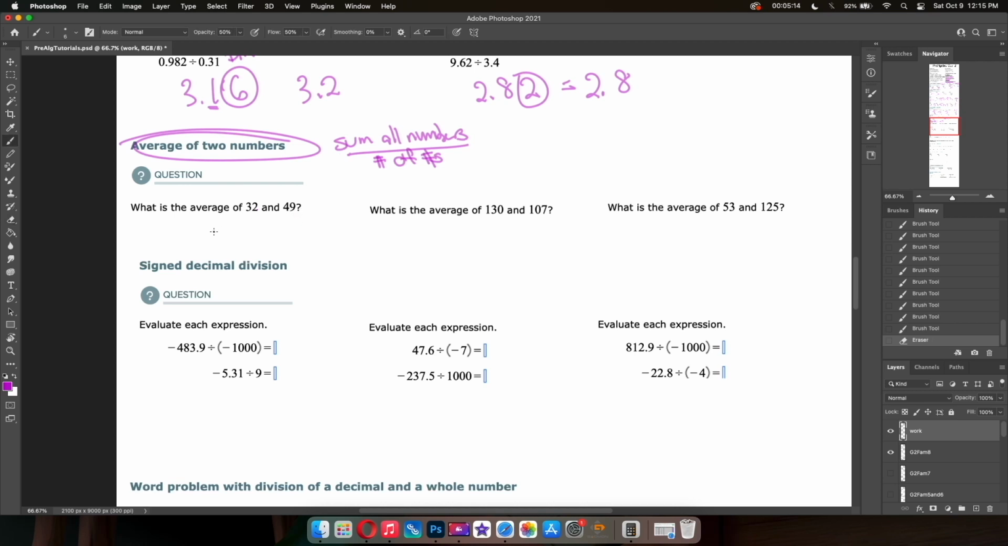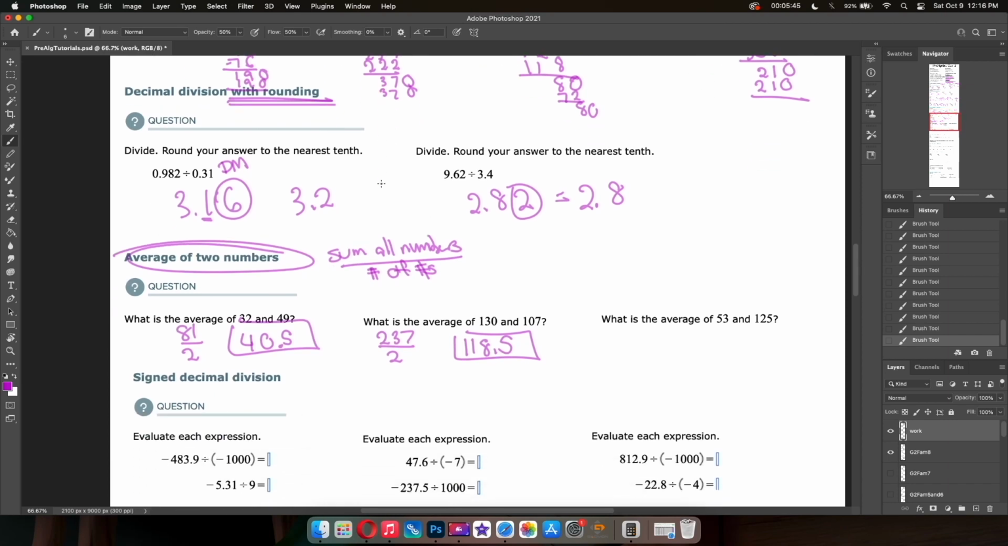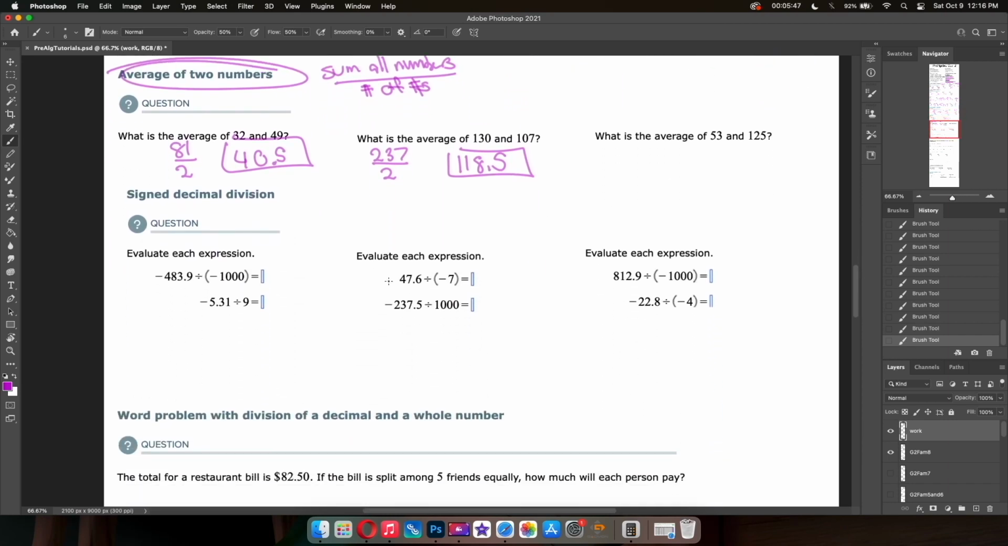So since I have to add them all up, what is 32 plus 49? 81. What's 81 divided by 2? 40.5. What is the average of 130 and 107? So that's going to be 237 when we add them up, divide by 2. So that's going to be 118.5. And now here, again, you've been doing the long division up here the entire time, so this shouldn't be theoretically that hard for you.